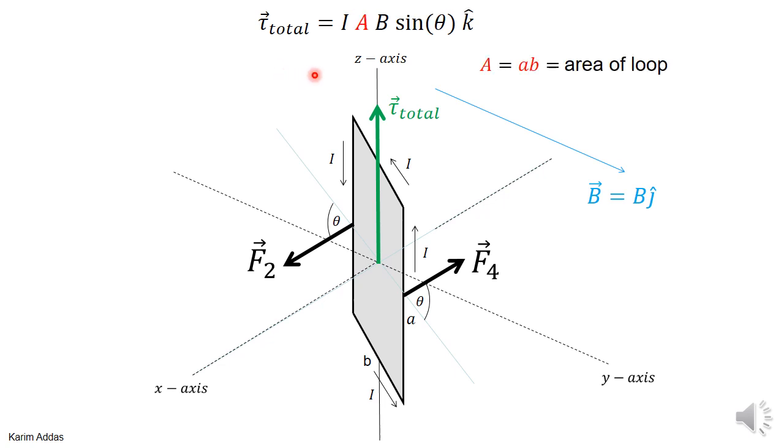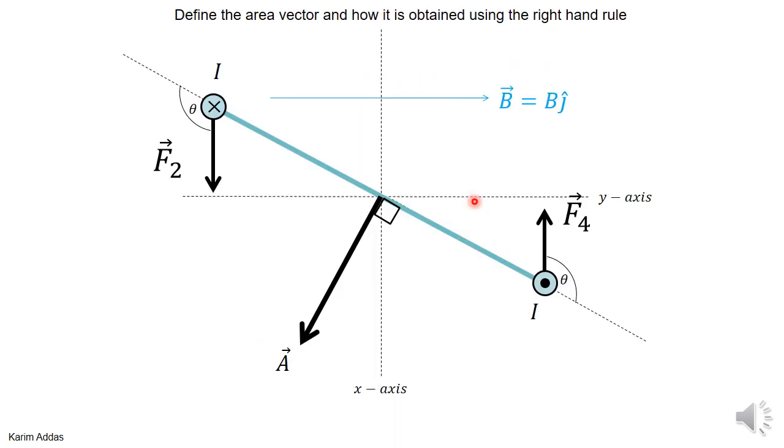To do that, let's remember that A times B is the area of the loop, and let's look at what happens from the top view. If we look down, this is what we see. We're going to define something called the area vector. It's not the same concept of area vector that we took for Gauss's law and for surfaces. It's similar in some ways, but not exactly the same. It's similar in that the area vector is perpendicular to the loop. The plane of the loop, you can't see, because it's perpendicular to the screen.